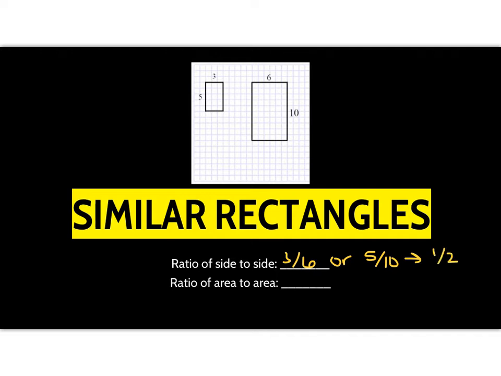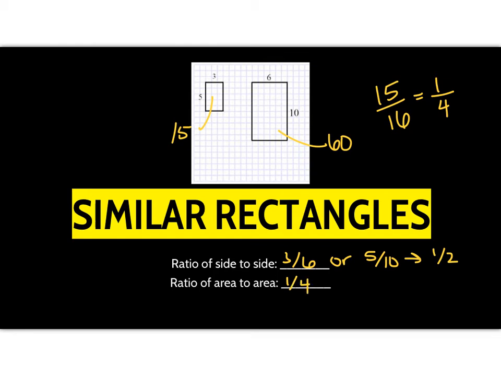When we're doing our ratios, we always want to write them in simplest terms, and you'll see why in a minute. When I get to my areas, this area is 15. This area is 60. If I write those as a ratio, and then I simplify, that's the same as 1 to 4.